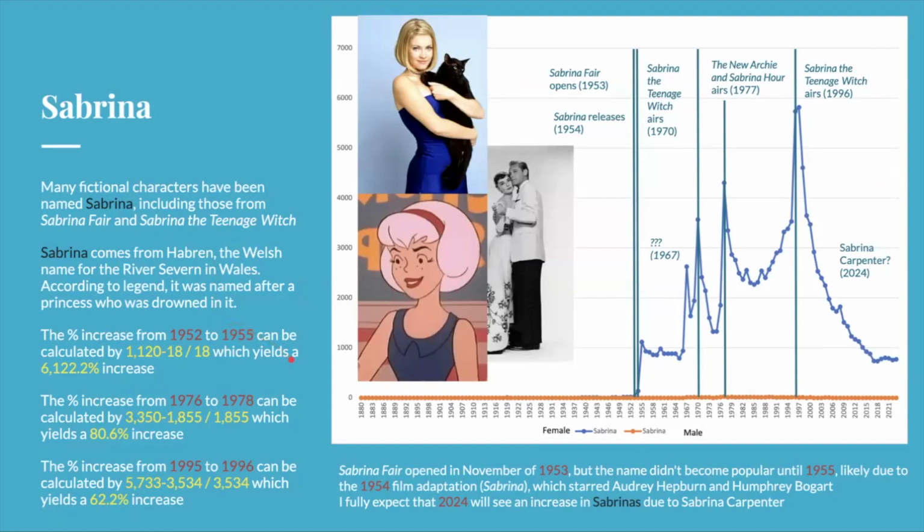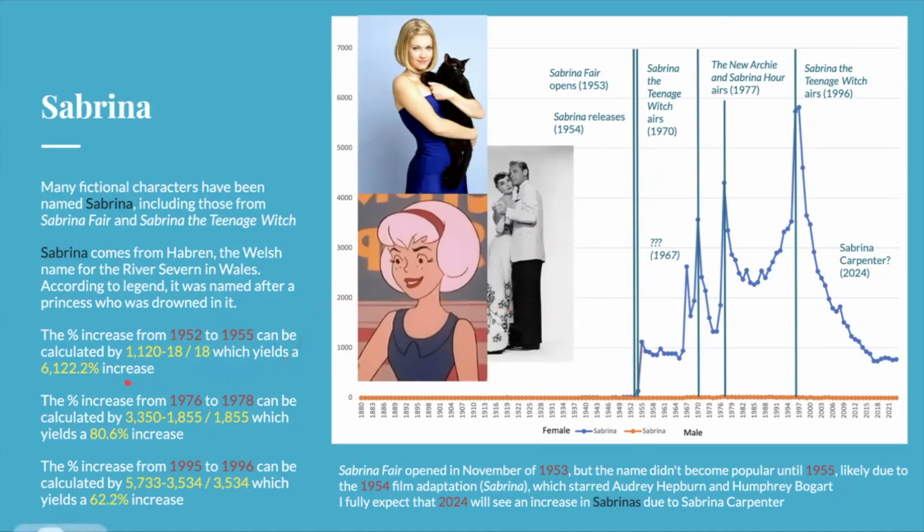There have been several fictional characters named Sabrina, starting with the play Sabrina Fair, which opened in 1953, which is this first line here. So it opened in November of 1953, but the name didn't become popular until 1955, which is likely due to the 1954 film adaptation of that play, which was just called Sabrina. It starred Audrey Hepburn and Humphrey Bogart, who were the big actors of the time. You can see that jump there.